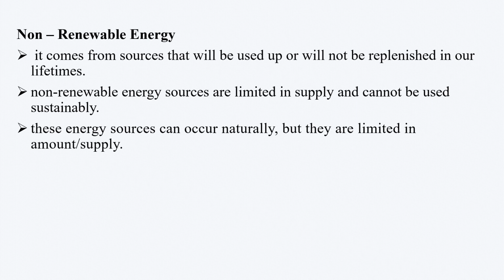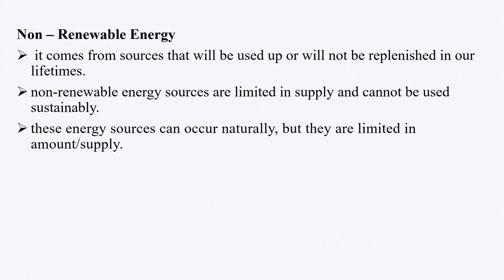Non-renewable energy refers to types of energy that take thousands of years to form, and these need to be extracted from the earth and burned in order to generate electricity. These types of energy can be used up because they are finite. They come from sources that will be used up or will not be replenished in our lifetimes. Just as renewable energy is sustainable and can be replenished, that is, refilled, this type of energy cannot be refilled. Though it takes years to form in the earth's crust, it cannot be refilled.